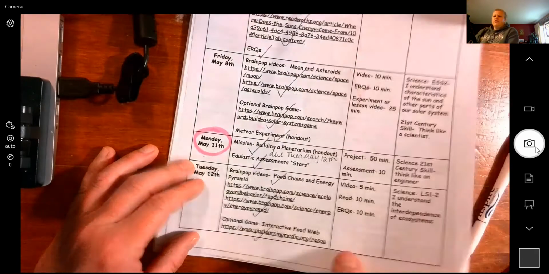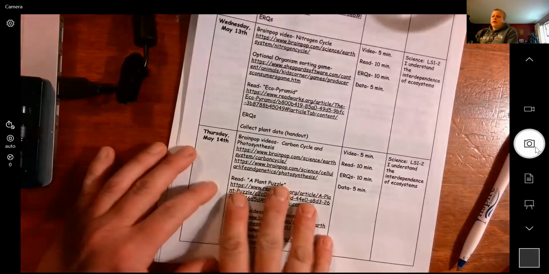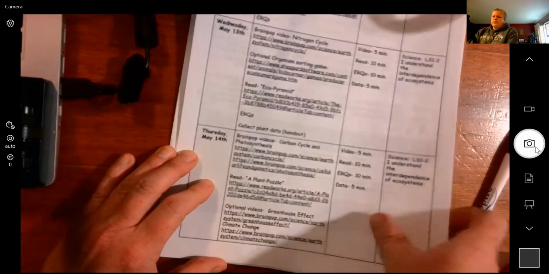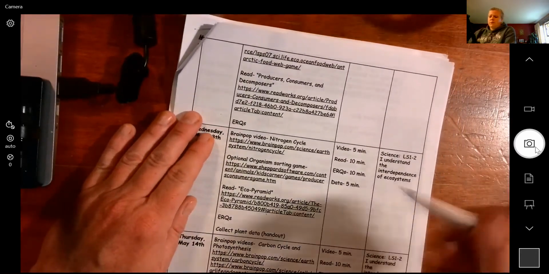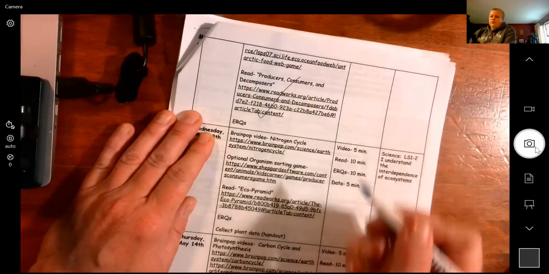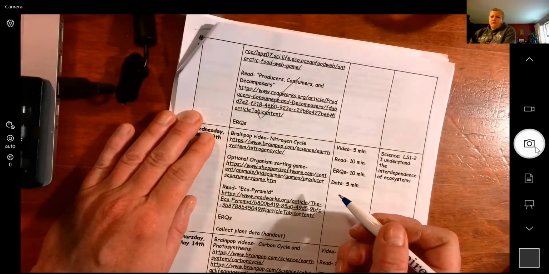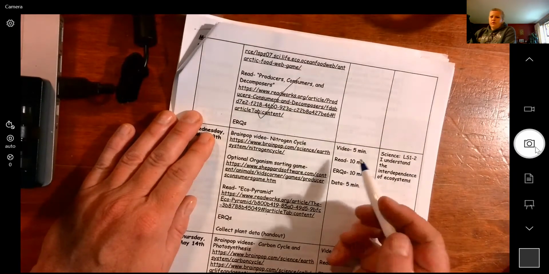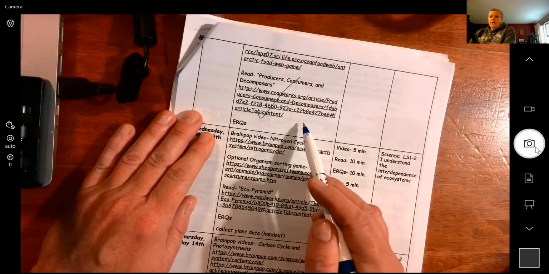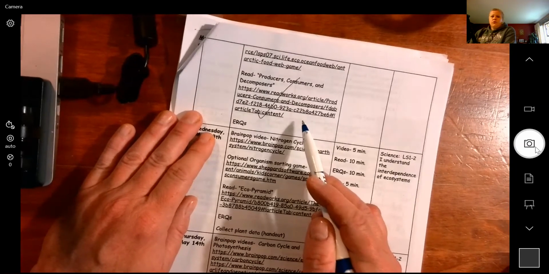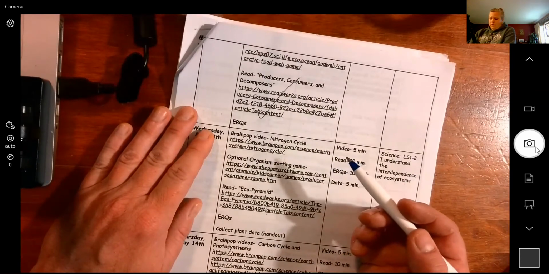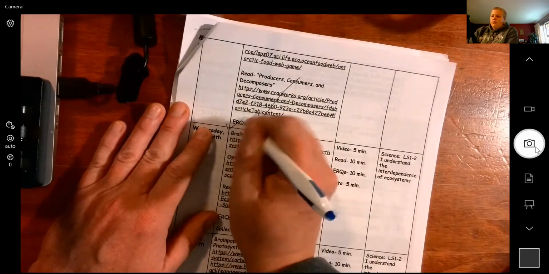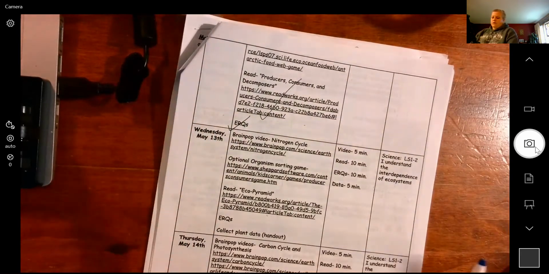Now the reading passages are really to let you practice your reading comprehension skills. So it's going to be really important that you watch your videos to get some extra information as well. We're going to read our passage, producers, consumers, and decomposers. You can either read with me, read independently using your strategies, or you can click on the link and read with readworks.org. And I think all these articles are ReadWorks, which you have the code for that. And we're going to do our ERQ question.